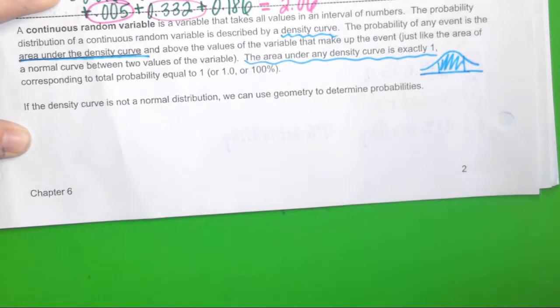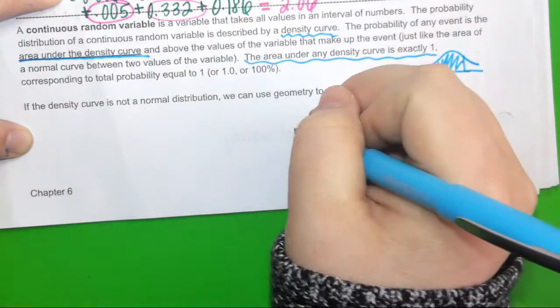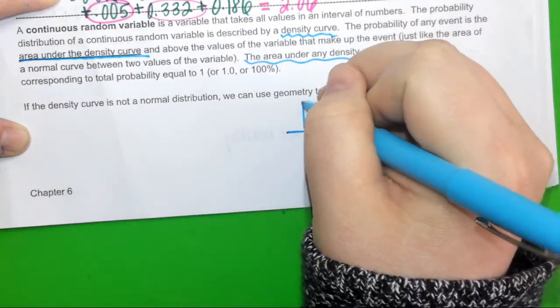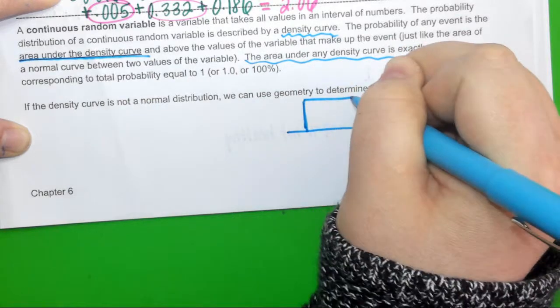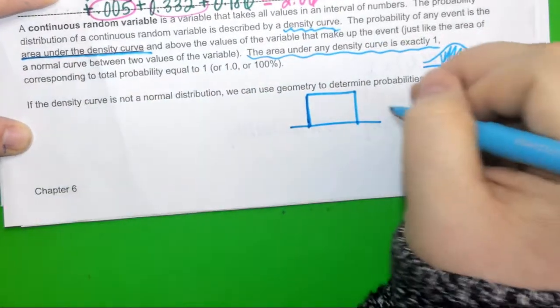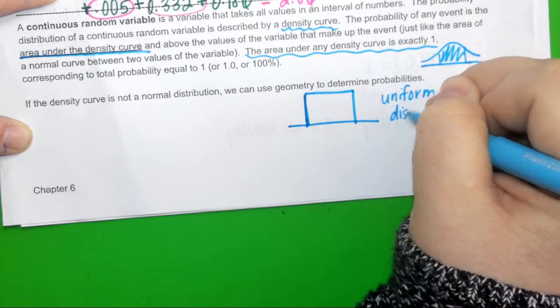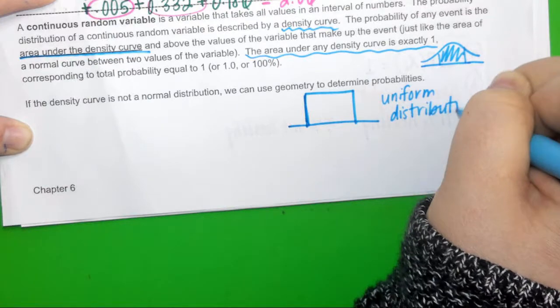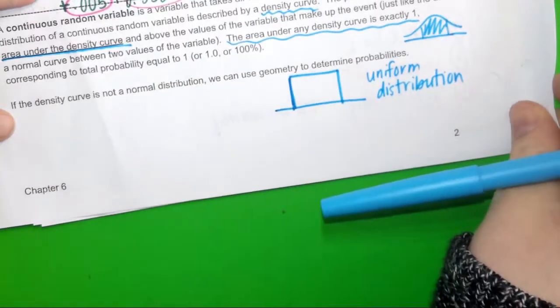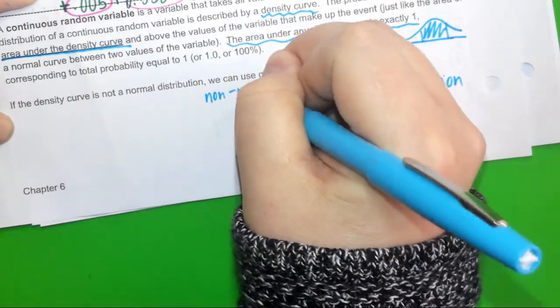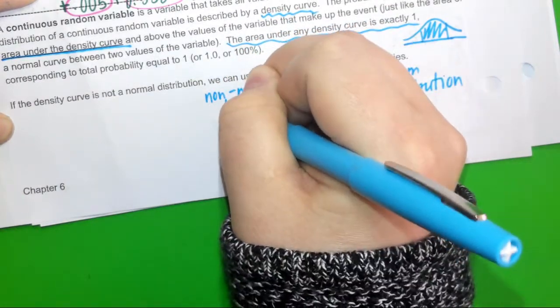So we can use geometry. On the next page, there's one that's normal and one that's non-normal. I'm going to do the non-normal as quickly as I can, but a better example is actually some of the problems in your textbook that are assigned. If it has a uniform distribution, it doesn't end up looking like a curve, it ends up looking like a box. That's going to be a better example of a non-normal density curve.